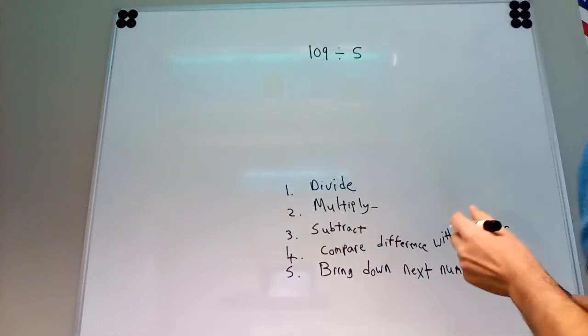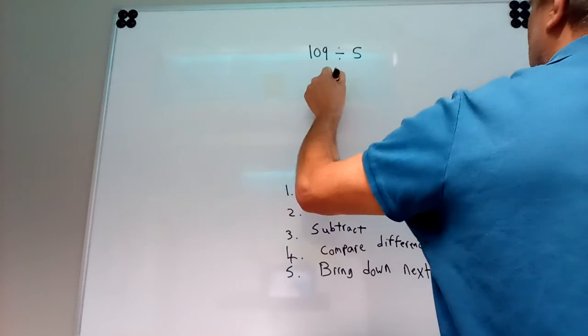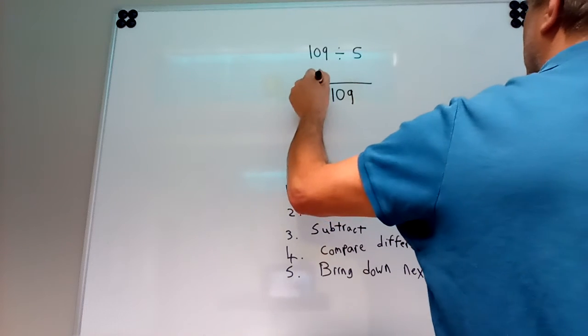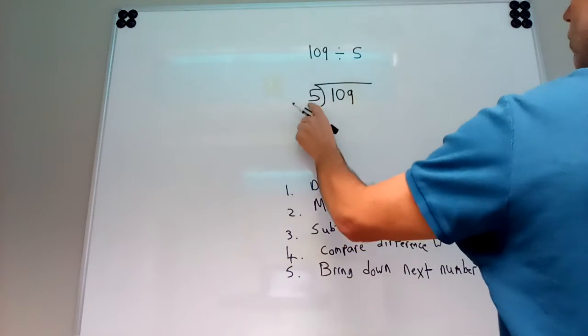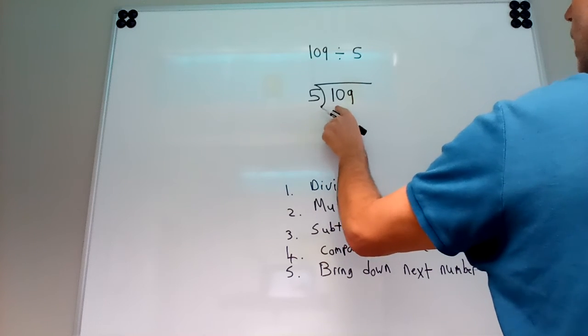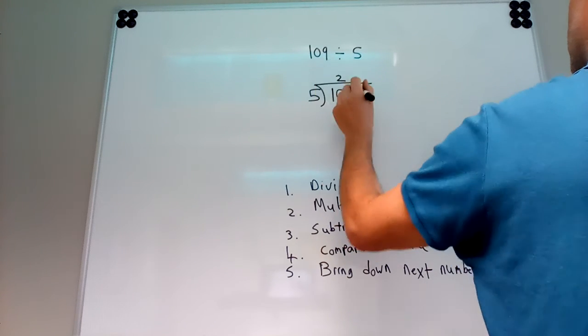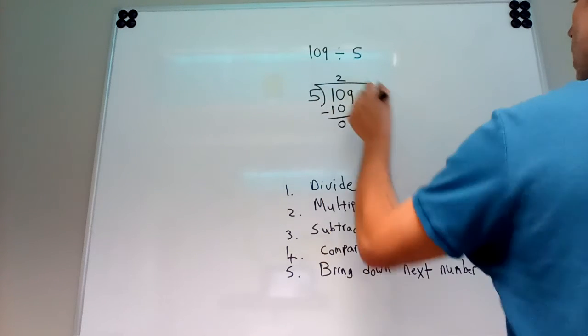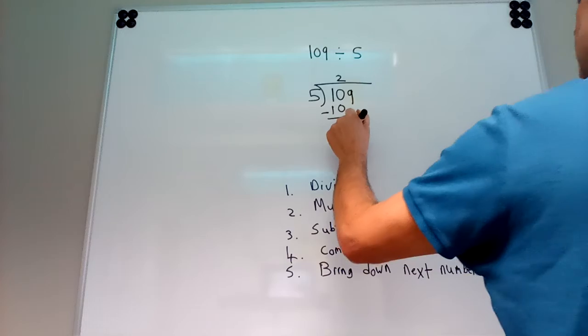Okay? Let's do 109 divided by 5. So I'm going to put a 109 here. I'm going to do a division box. I'm going to put a 5 out here. 5 will not go into 1. 5 will go into 10. How many times? We'll go 2 times. Oh, it goes evenly. So 2 times 5 is 10. I subtract, it's 0. I'm going to bring down my 9.